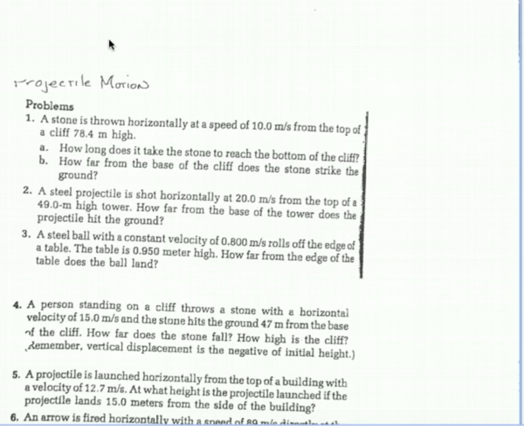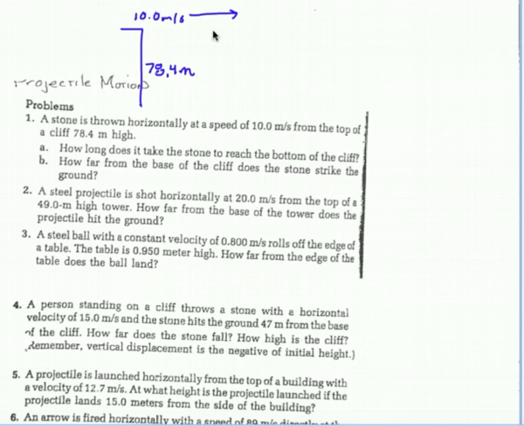Word problems here where we're given an x component and a y component, and asked to solve for the rest of the motion. So number 1, a stone is thrown horizontally at a speed of 10 meters per second from the top of a cliff. So I'm going to start by drawing our drawings that we are in the habit of drawing now. So 10 meters per second is its initial horizontal velocity, and the cliff is 78.4 meters high. Okay, so how long does it take the stone to reach the bottom of the cliff?